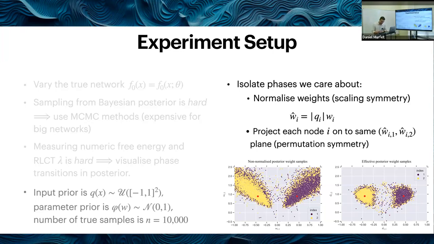So on the left here, we can see that this is saying that both node 1 and node 2 are being projected onto the same plane. And we can see here that this is just raw W samples corresponding to that W_i. But if we normalize it by the outgoing weight and just find the effective weight of each node, then it brings us into this picture on the right-hand side here. And that is what we are going to care about because we've removed the generic symmetries and we can just study the ones that we actually care about. In each experiment, in each theta value, we have 20,000 samples from the posterior. And so you can see 40,000 on each of these plots.